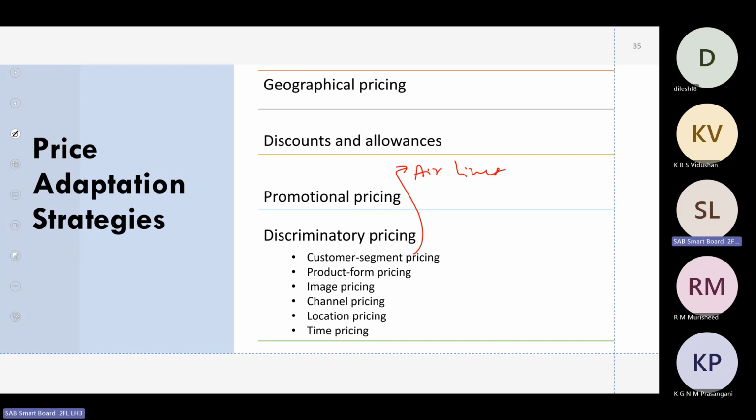Home theaters will be charged a low price in the morning. If it is so, that's correct. Yes, that's correct. Anything else? Anything which is very familiar to us. Consultancy, the same service, working based on the time placement.